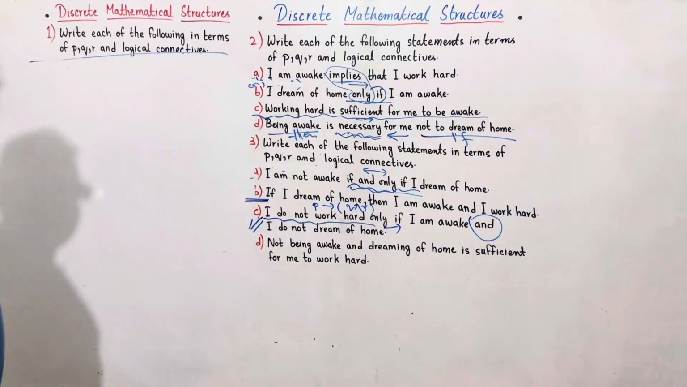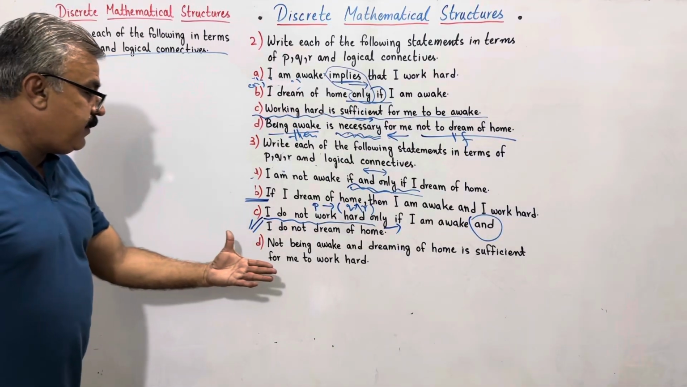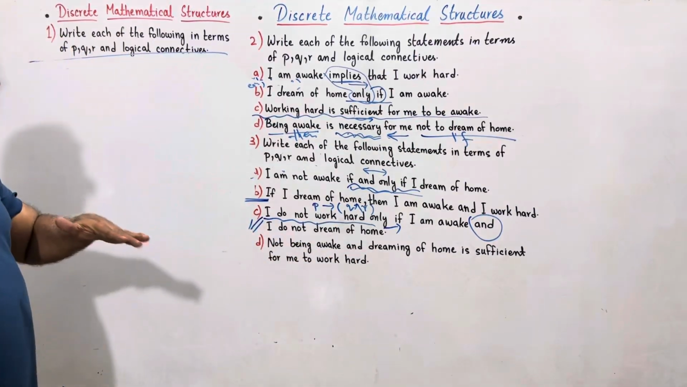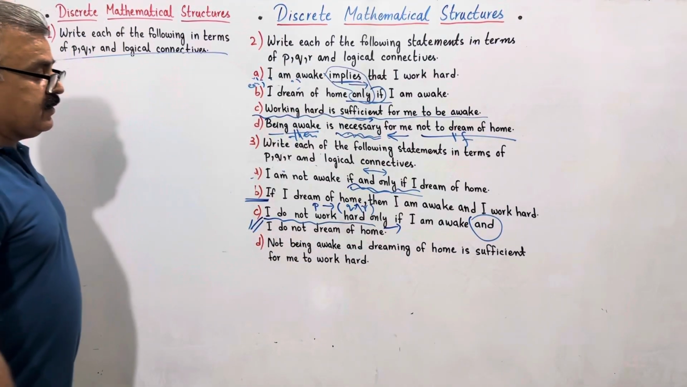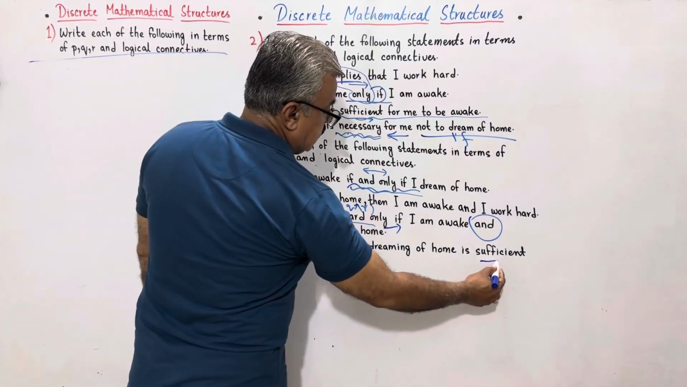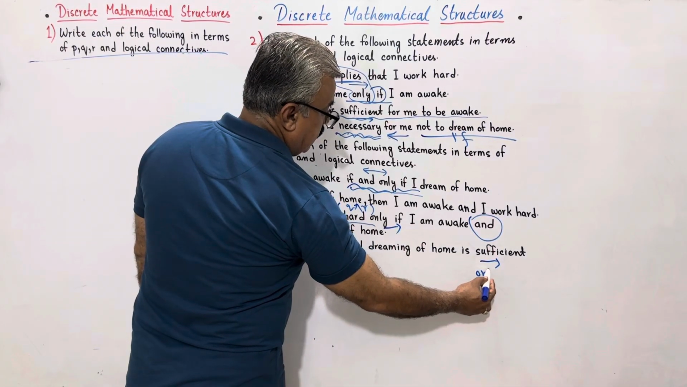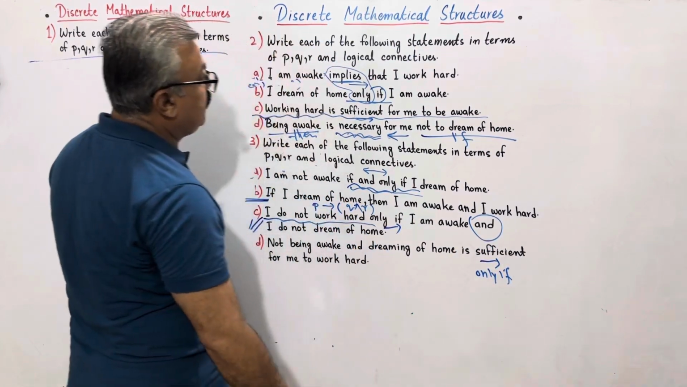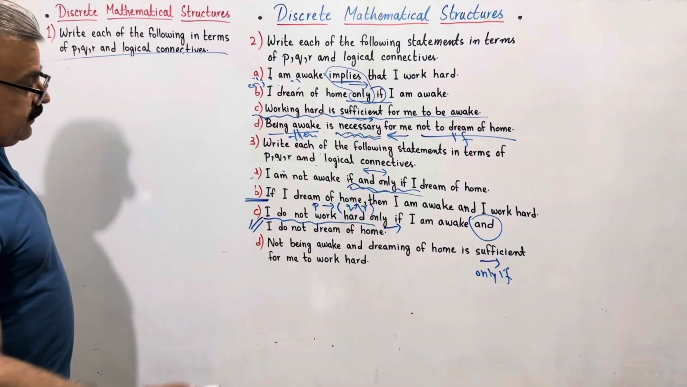Moving toward point number D, that really says, not being awake and dreaming of home is sufficient for me to work hard. Sufficient means implies. Only if, only if implies are sufficient.